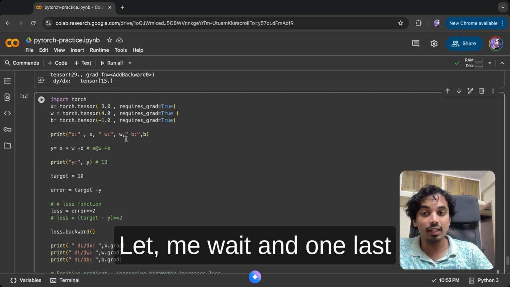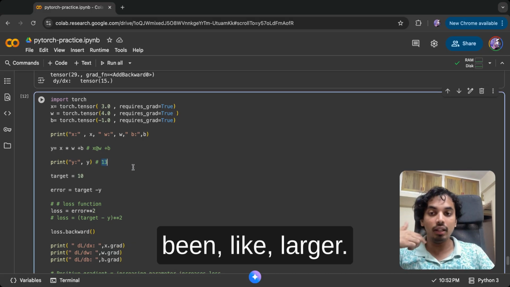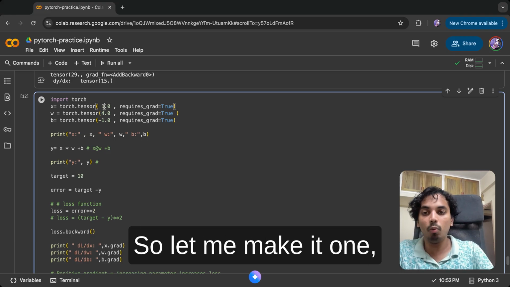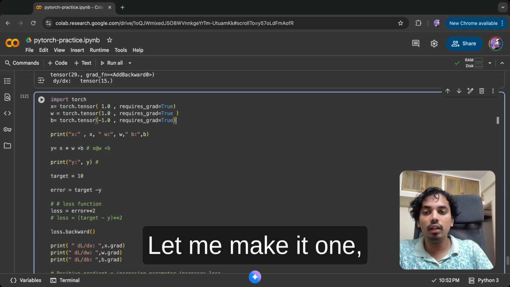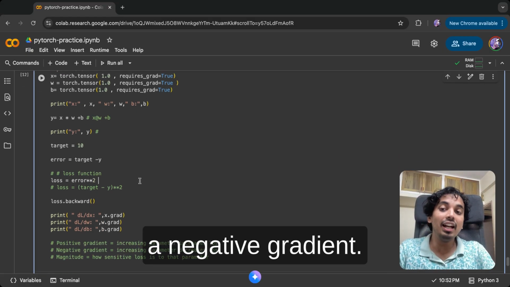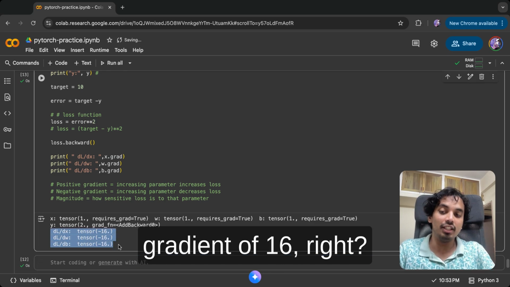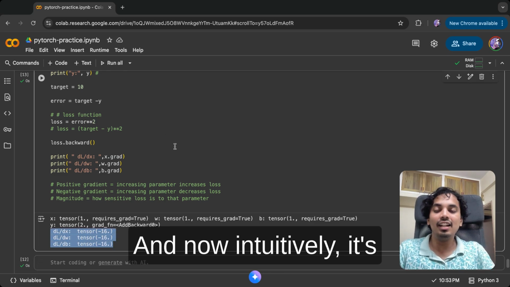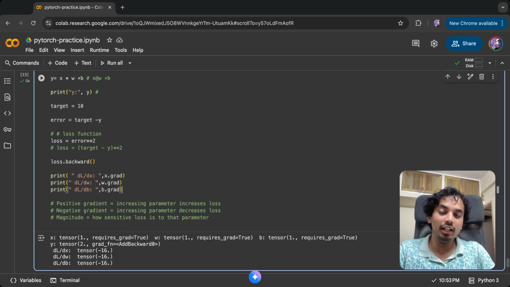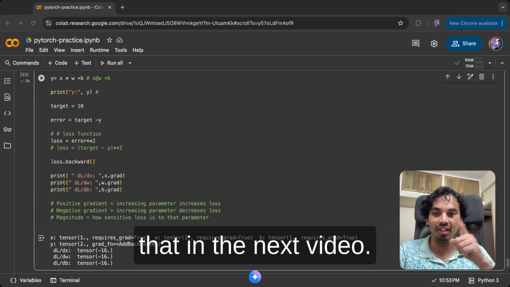Let me give you one last counter example. All of these times the value has been larger. Let's say we want to make this value much smaller. So let me make it 1, and 1, and 1. Now I expect the answer to be 3. So now you will see a negative gradient. You see, there is a negative gradient of 16. Intuitively, it's a bit difficult to understand. I can show you how the gradient accumulates, but we'll do that in the next video.